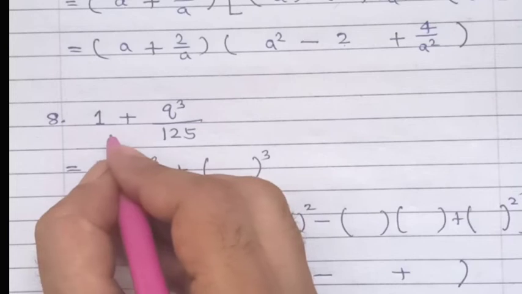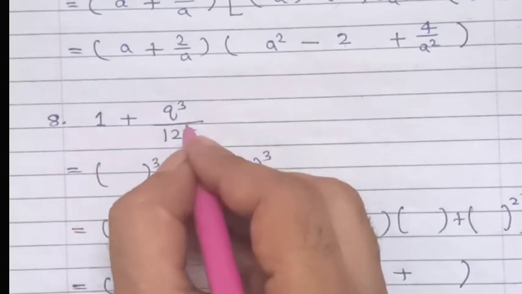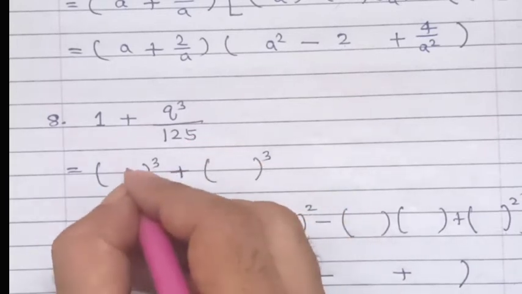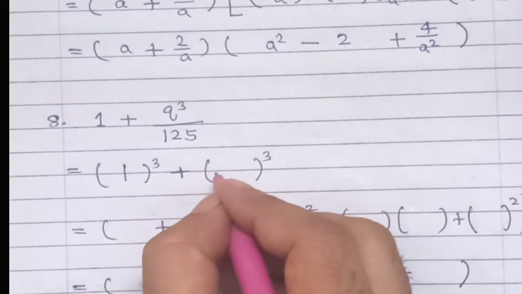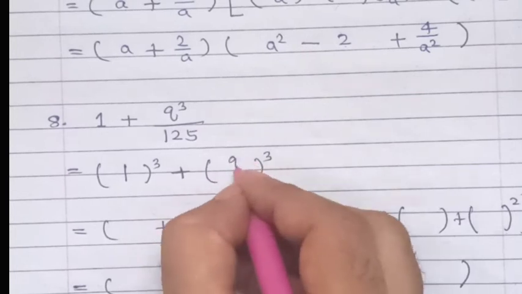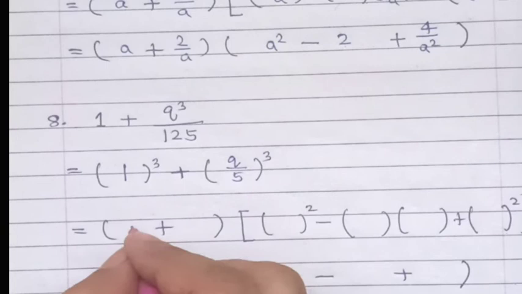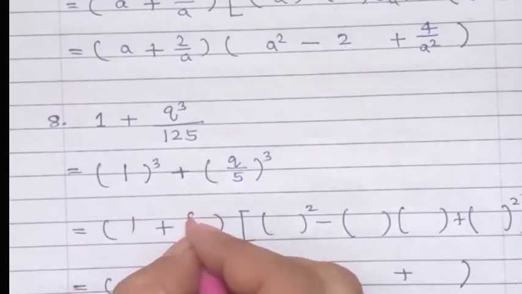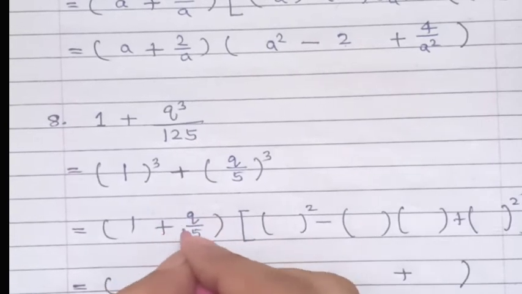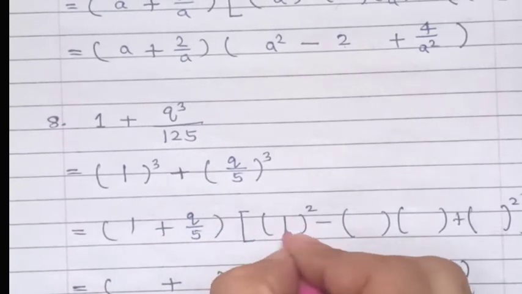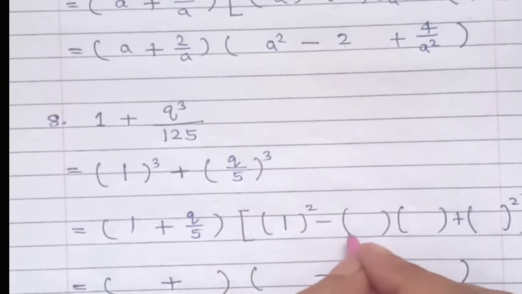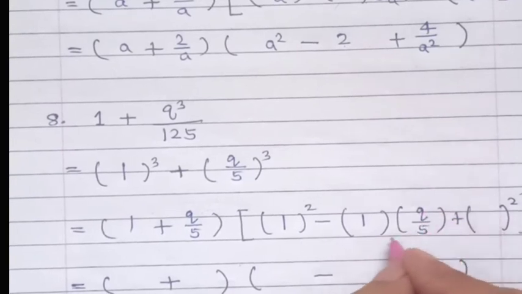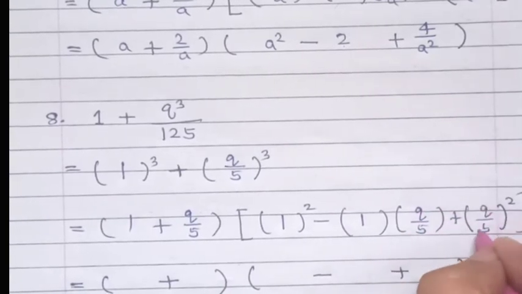Eighth and the last question, 1 plus q cube upon 125. Exactly in the same manner you are going to write 1 as 1 whole cube and q cube upon 125 as q upon 5 the whole cube. Now write using the formula. So first term plus second, q upon 5, so 1 plus q upon 5 into 1 the whole square minus first term into second term q upon 5, 1 into q upon 5, then q upon 5 the whole square.